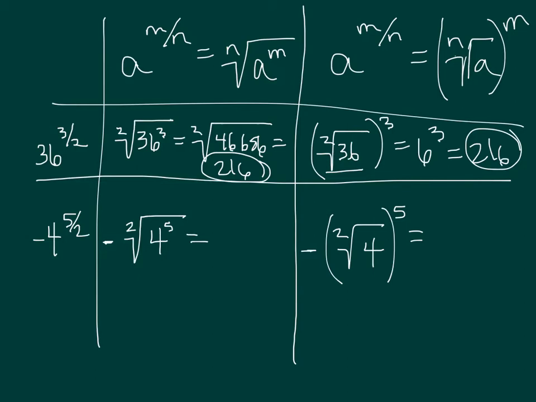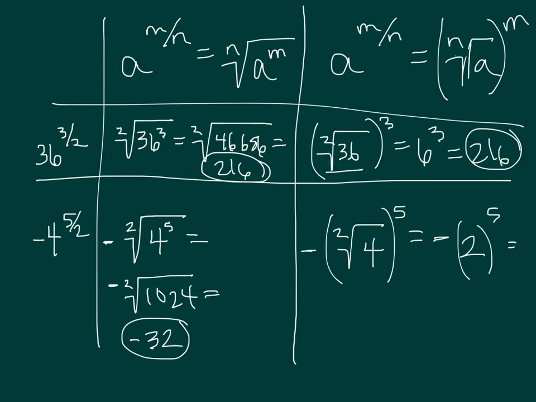So let's work this one out first. What is 4 to the 5th? Well, 4 to the 5th is 1024. What's the square root of 1024? 32, and then you would attach your negative. So I got a negative 32. Let's look over here. What's the square root of 4? It was 2. I'm keeping it in parentheses because I've still got to carry this negative out to the side. What's 2 to the 5th? 32. Carry your negative down, I got negative 32.